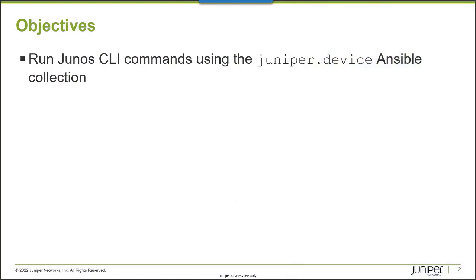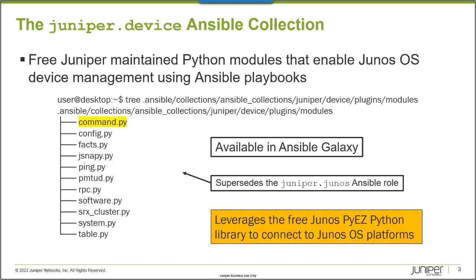After completing this learning byte, you will be able to run Junos CLI commands using the Juniper.device Ansible Collection and an Ansible playbook. The Juniper.device Ansible Collection is a series of freely available Python modules provided by Juniper Networks in Ansible Galaxy that enable you to manage your Junos OS platforms using Ansible playbooks. The Juniper.device Ansible Collection also leverages the free Junos PyEZ Python library to connect to your managed platforms.